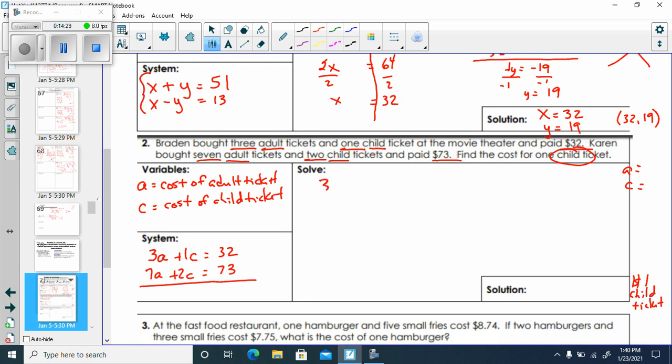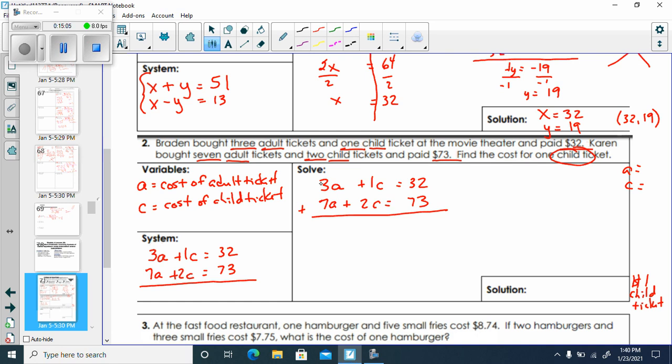To solve it, let's put the 2 of them on top of each other. 3A plus 1C is equal to 32. Let's make sure the variables are on top of each other. And 7A plus 2C is equal to $73. Okay. And you've got to make sure all these things multiply up. 3 times the cost of an adult ticket would give you the money for the adult tickets. 1 times the cost of a child ticket would be what you spent on a child's ticket, and you're adding them together to figure out the total cost, right? Okay.